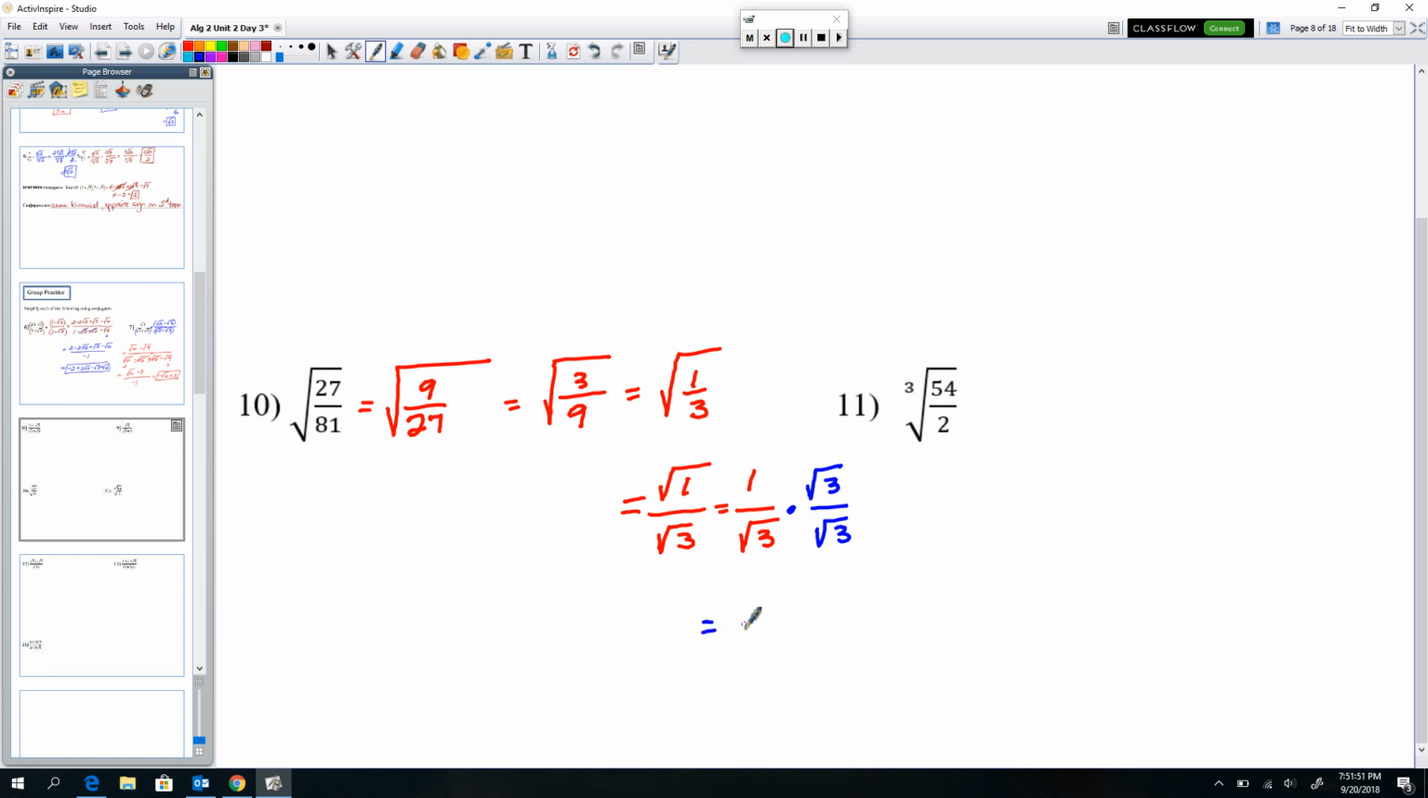So we'll be left with the square root of 3 over the square root of 9. And of course we know that the square root of 9 is 3. That's why we used it in the first place, because we knew that that was going to get us this pretty number. And we are left with the square root of 3 over 3 as our final answer.